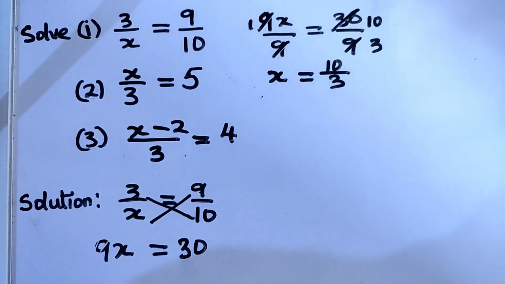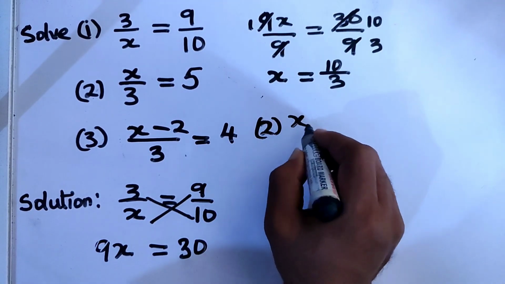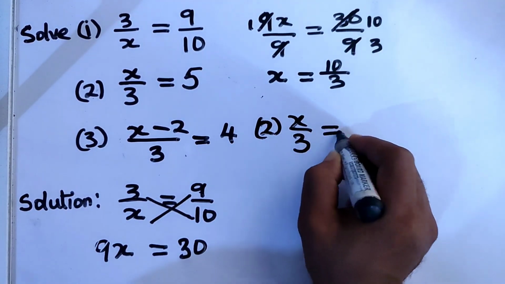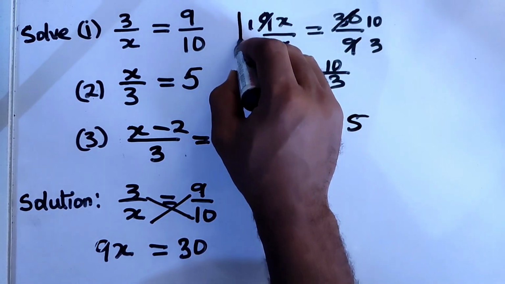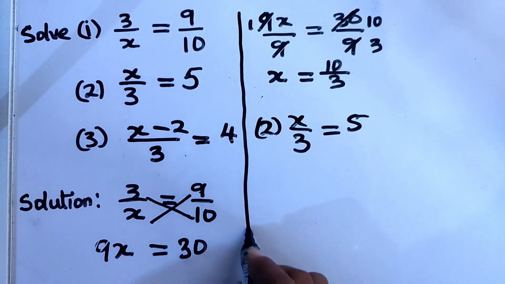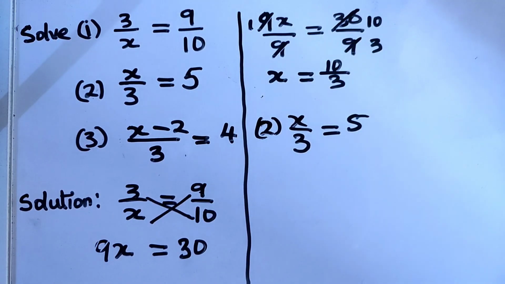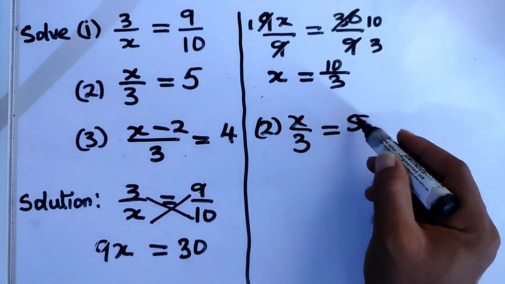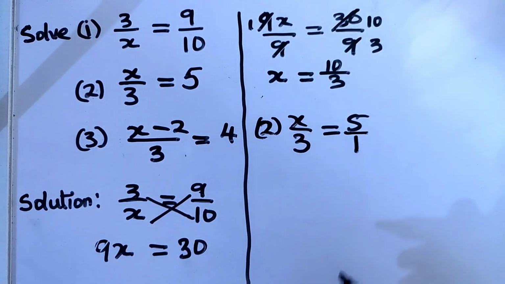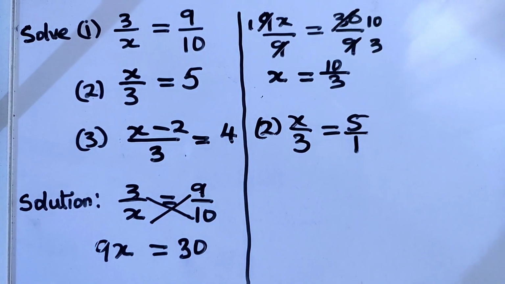Let us now go to the second question that says we should solve x divided by 3 equals 5. So we are going to solve the second equation. Now, the first thing we have to do here, since this is a fraction, is to make 5 look like a fraction by dividing it by 1. Anything you divide by 1 remains the same, so this is still the same as 5.